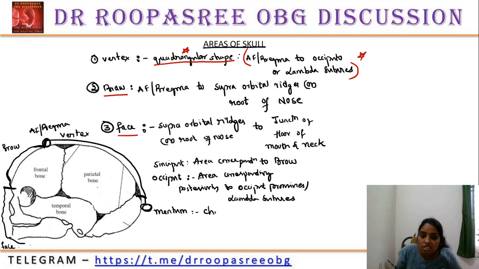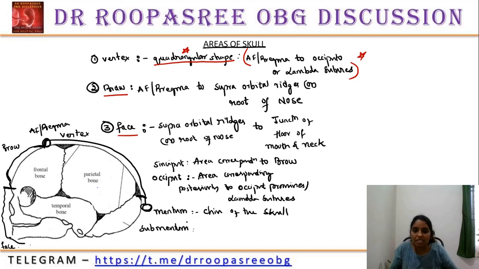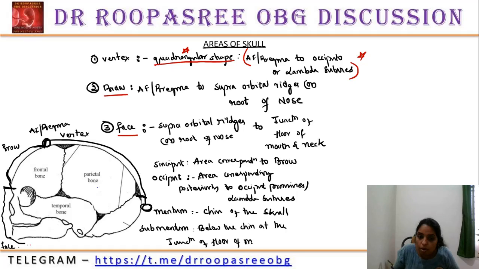It is the chin of the skull. Chin part of the fetal skull. Okay. And submentum is just below, at the junction of below the chin, at the junction of floor of mouth and neck. Okay, these are some of the important areas which can be asked.